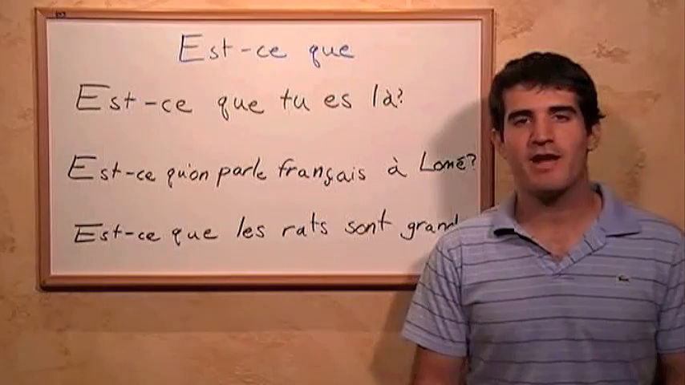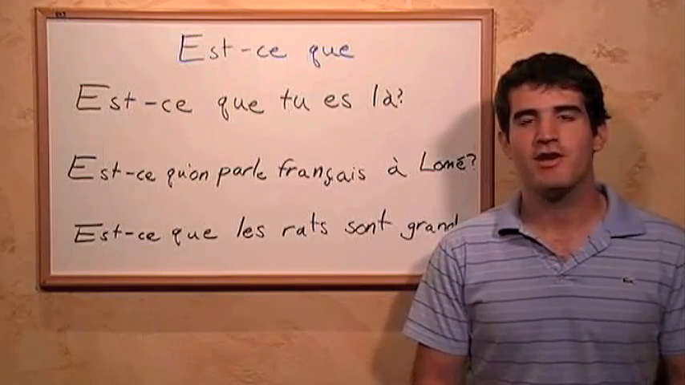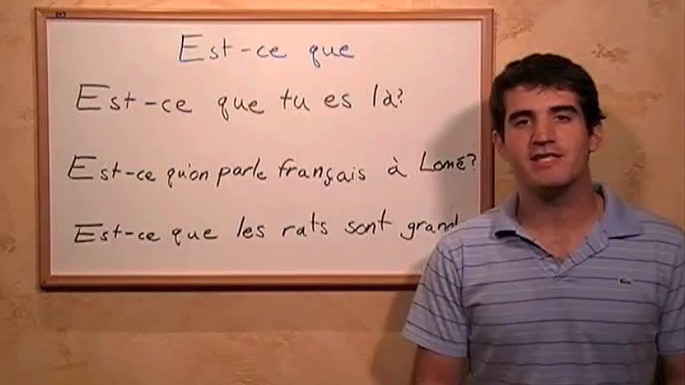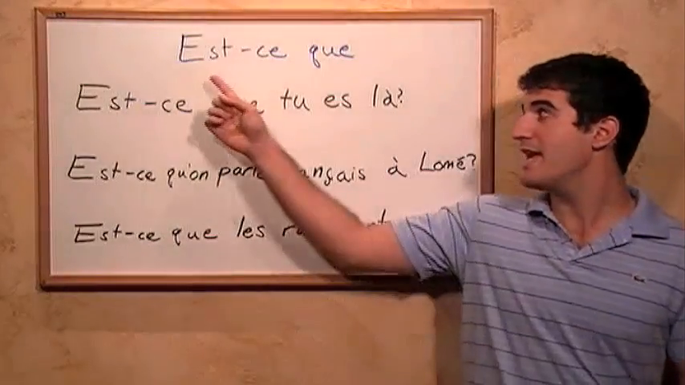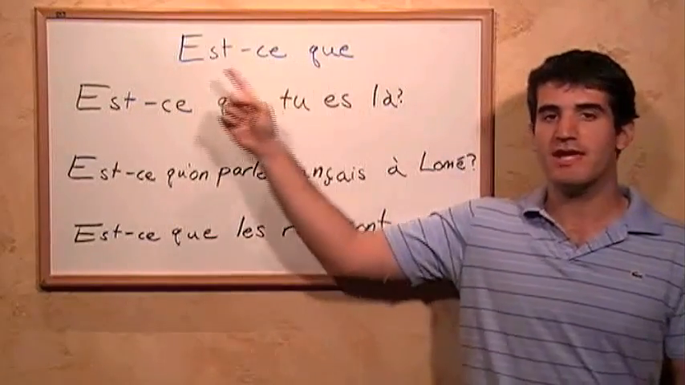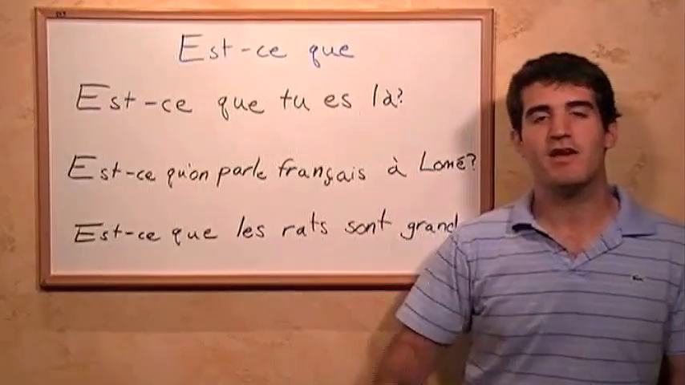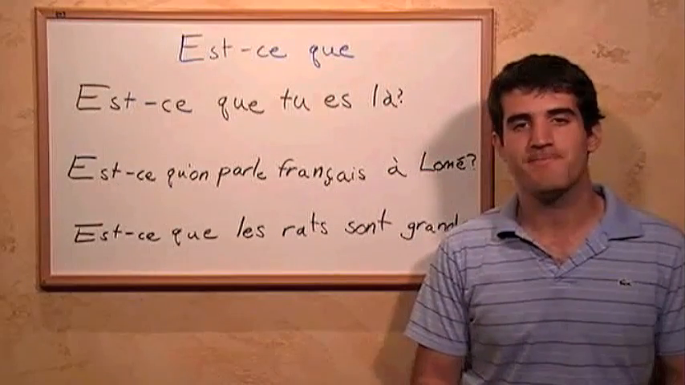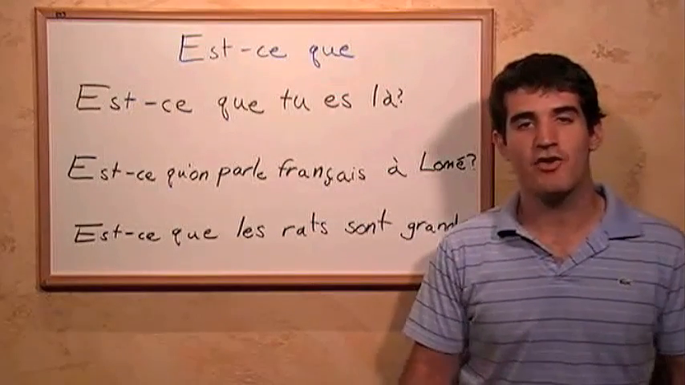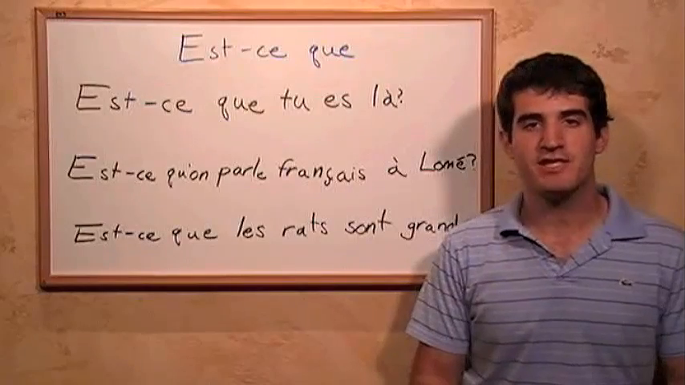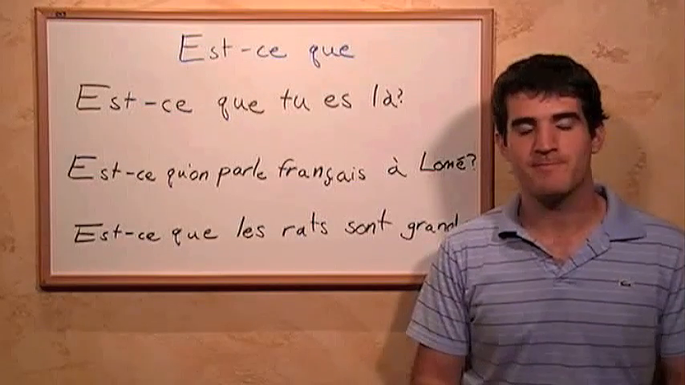Let's look at another way to make questions in French. One way is to put the phrase est-ce que, is it that, at the beginning of a sentence. All we do is take a normal sentence and put this at the beginning, and it becomes a question.